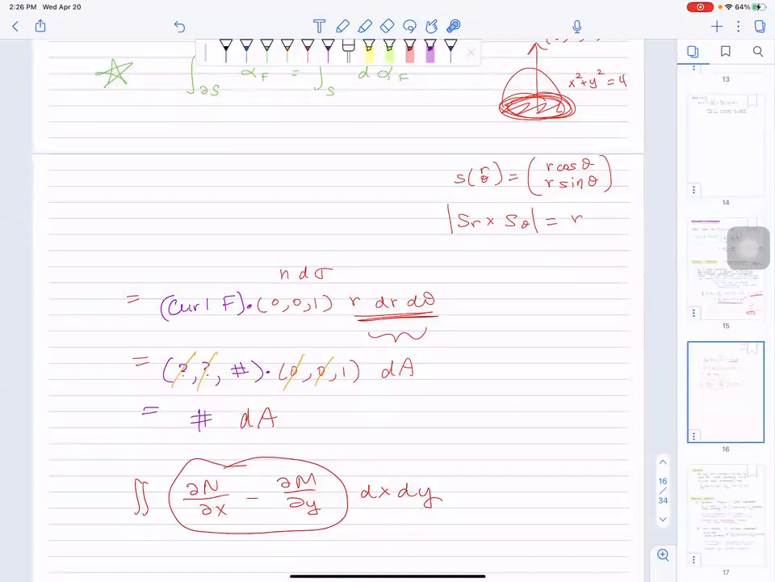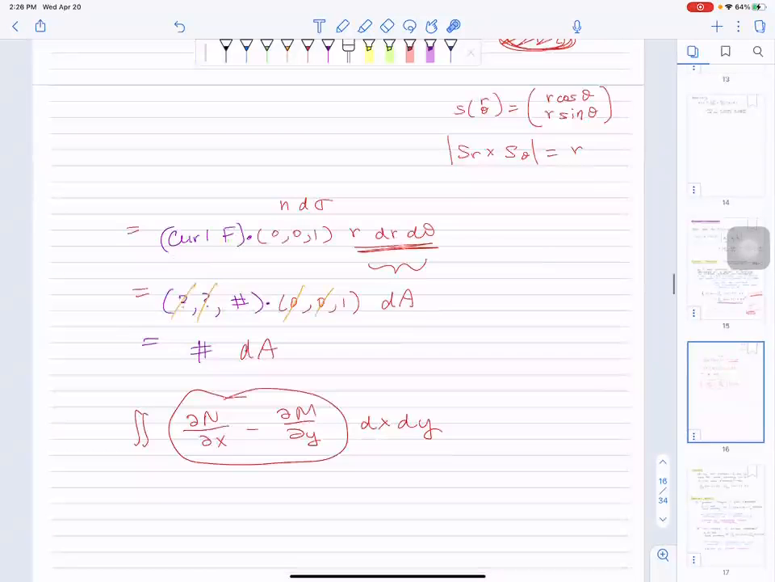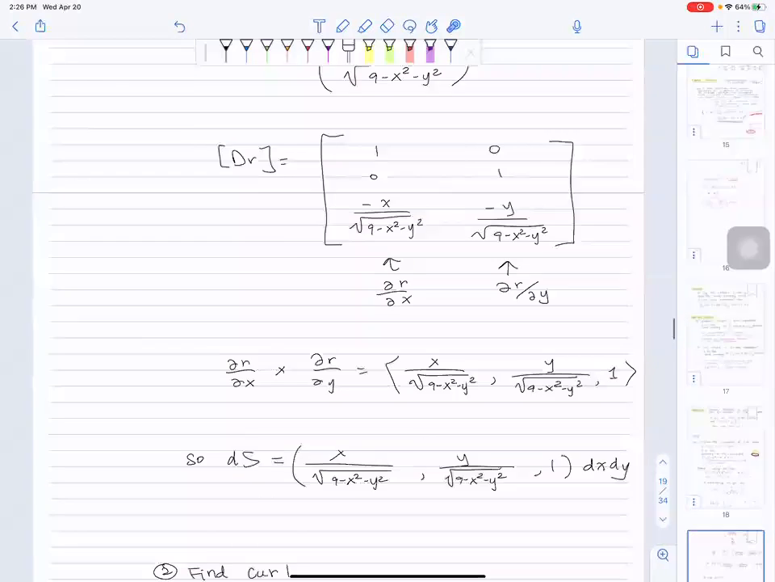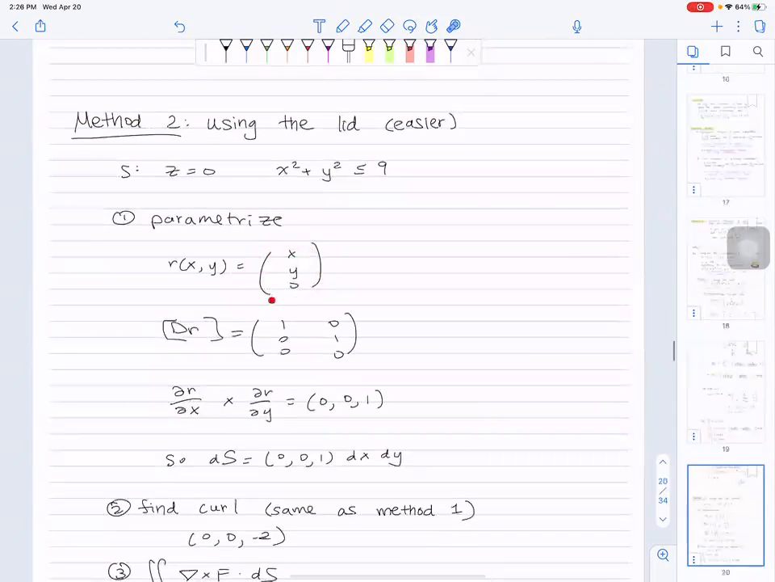Okay, so let's continue our example then. We have our cap and we want to follow the formula. Let's parameterize the lid, the flat lid, which is a circle of radius 3. We're on a flat plane, the XY plane, so Z is 0 no matter what. In my parameterization, I don't even have to think about Z. Z is 0, and then I can keep X and Y as is.